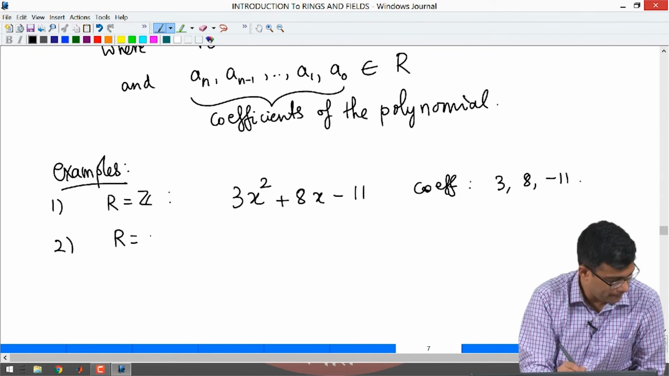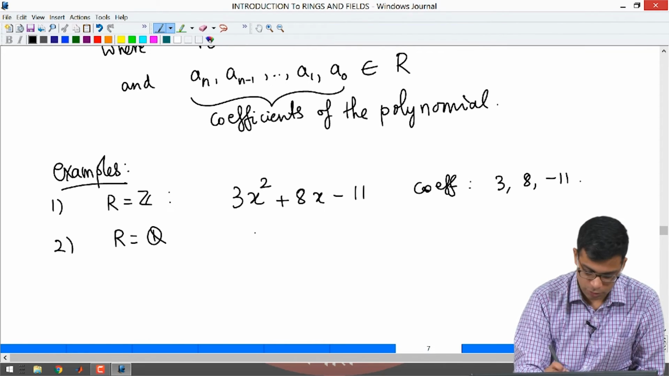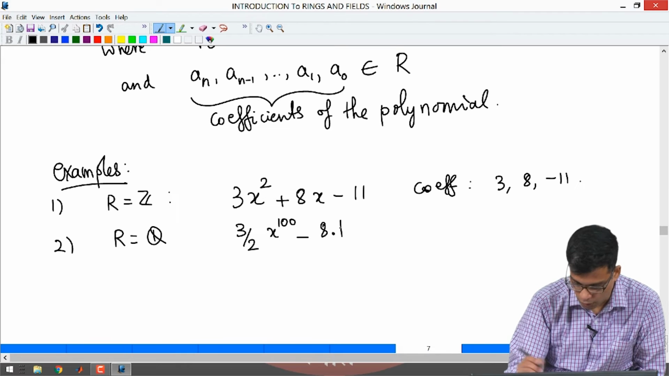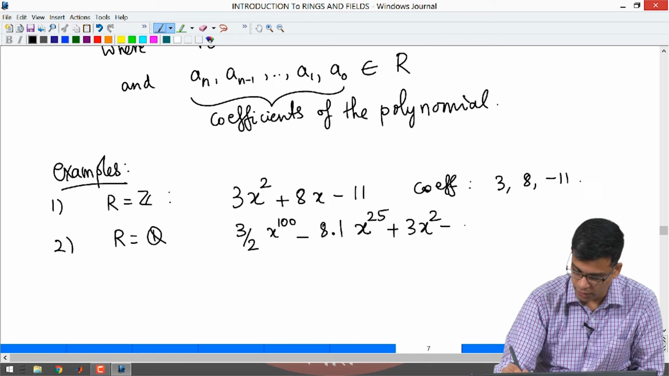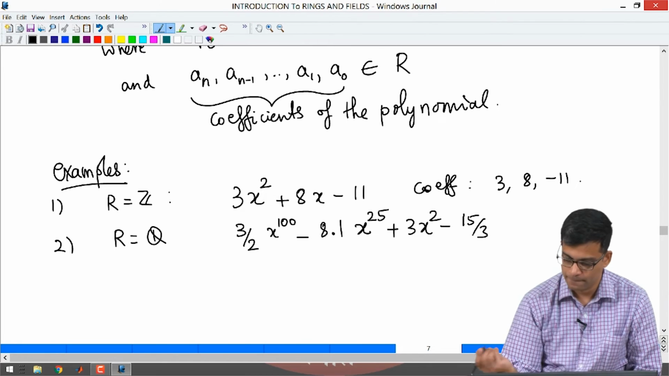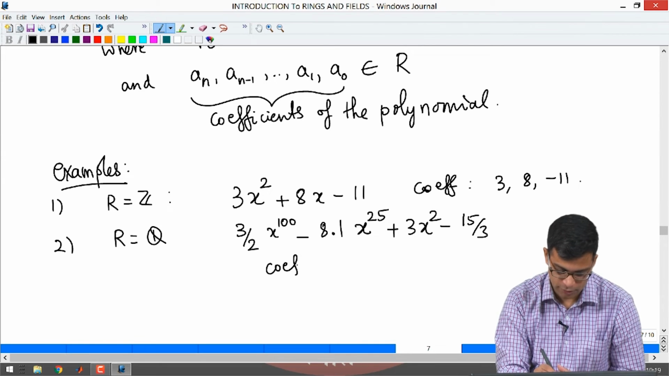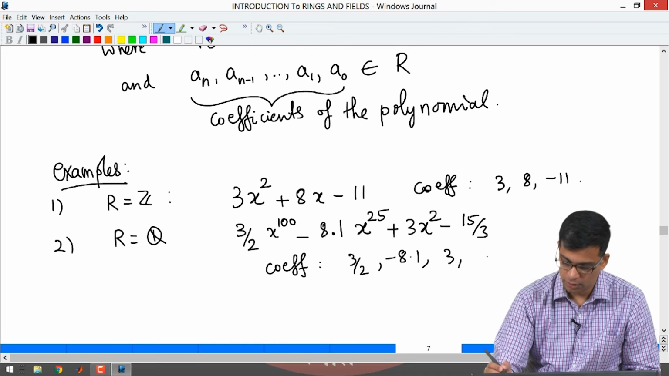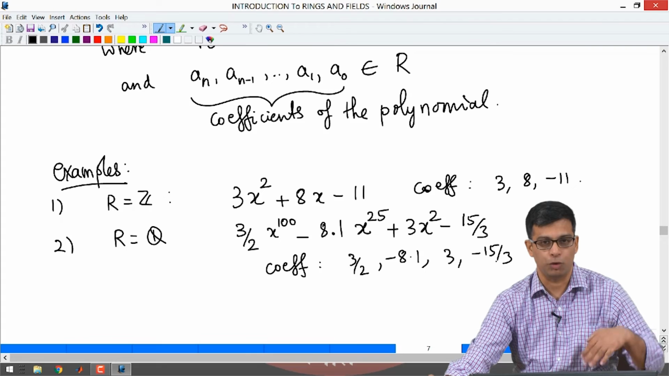Similarly, you can take R to be Q. So, here you get root 3 by 2 x power 100 minus 8.1 x power 25 plus 3 x squared minus 15 by 3. Okay. So, this is a polynomial, right. Here the coefficients are 3 by 2, minus 8.1, 3 and minus 15 by 3. So, the underlying ring plays a role in providing coefficients.